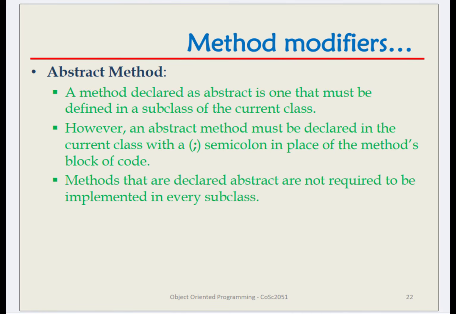Method modifiers. Abstract method. A method declared as abstract is one that must be defined in a subclass of the current class. However, an abstract method must be declared in the current class with a semicolon in place of the method's block of code. Methods that are declared abstract are not required to be implemented in every subclass.